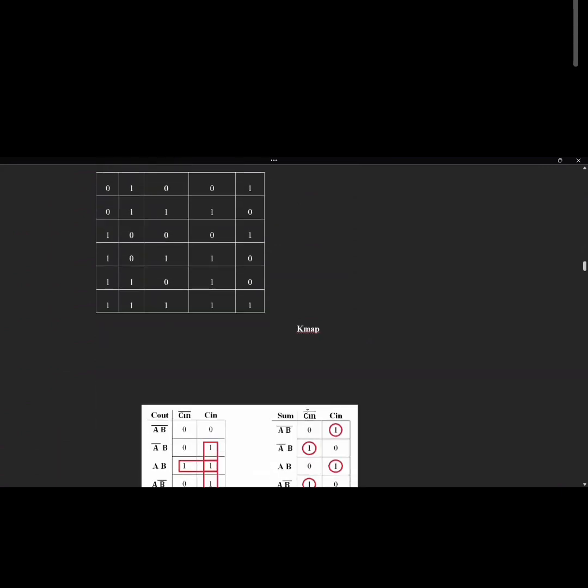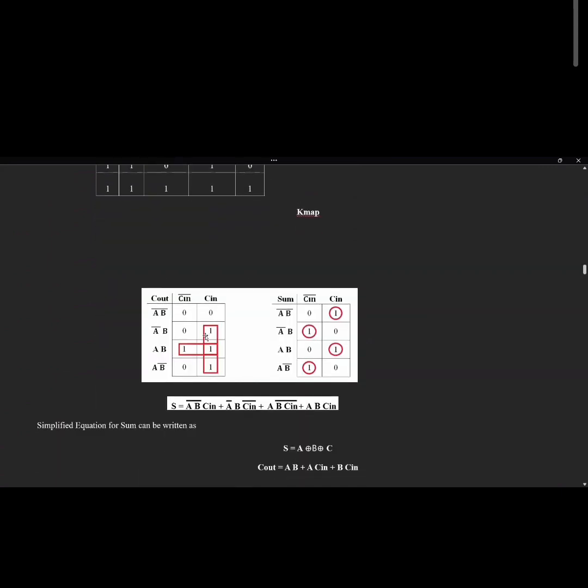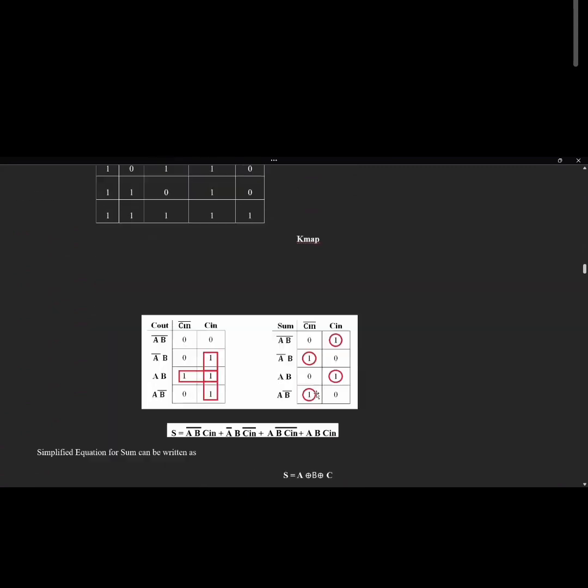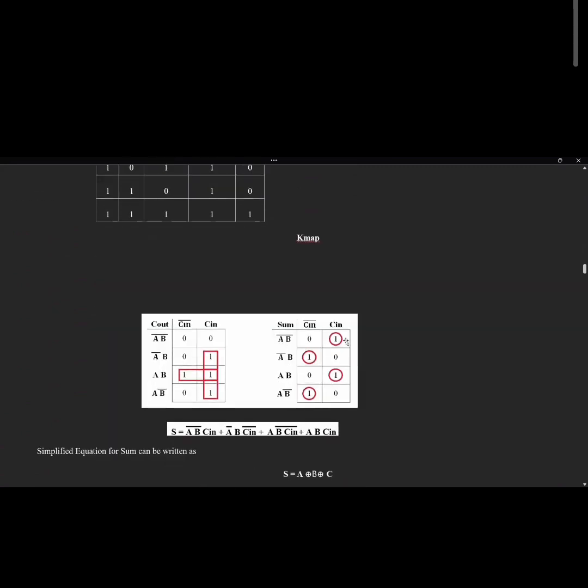Next is the K-map for sum and carry out. For sum there are 3 inputs A, B, carry in. A, B are in 4 combinations, and carry in has 2 forms, 0 and 1. When sum is 1, here A is 0, B is 0, carry in is 1. So in this place we have to write 1. Like that we have to fill the K-map.